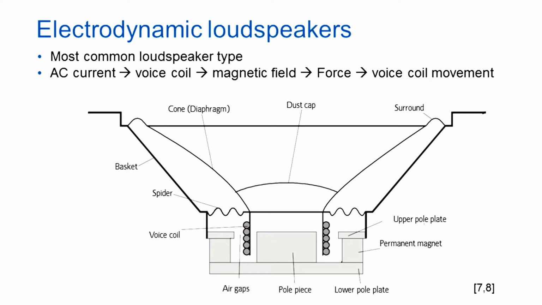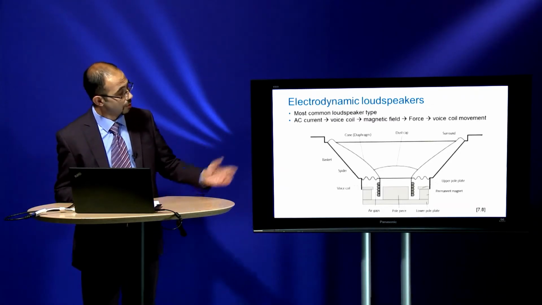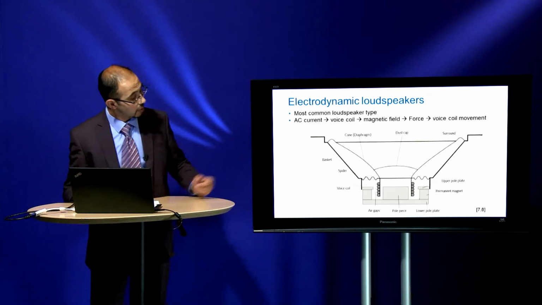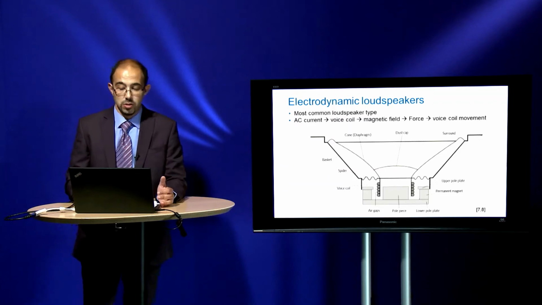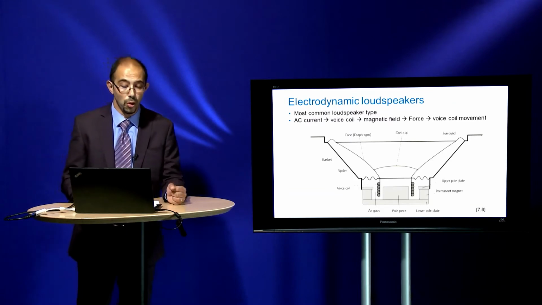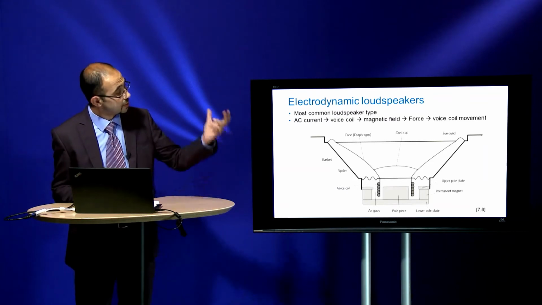In this picture, we also see the dust cap. It protects the system from metallic dust. It is also important. And of course, because of the movement, the cone should also be supported by the surround and, in the lower part of the loudspeaker, by the spider. If we apply any audio signal to the voice coil, it generates a force and therefore the cone starts to move.